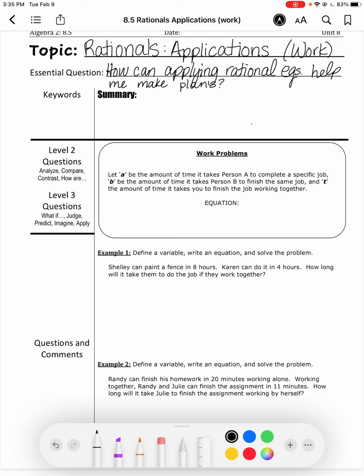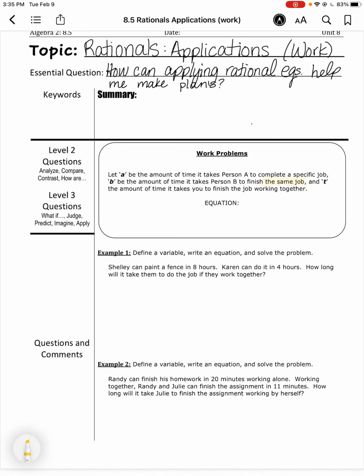So, work problems. Let A be the amount of time it takes person A to complete a specific job. Let B be the amount of time it takes person B to finish the same job. That is important. Oh, that did not highlight. There we go. And T be the amount of time it takes you to finish the job working together.